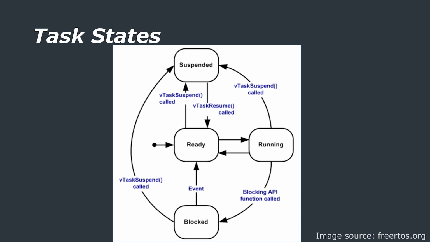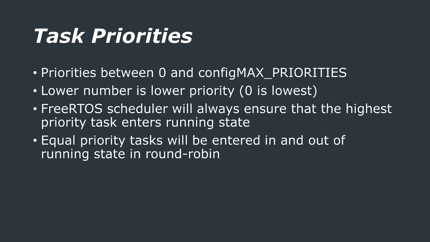This state transition diagram shows the valid task state transitions. It highlights the API calls or events that are required to trigger state changes. Feel free to pause here if you want to take a closer look. Now let's have a look into task priorities.